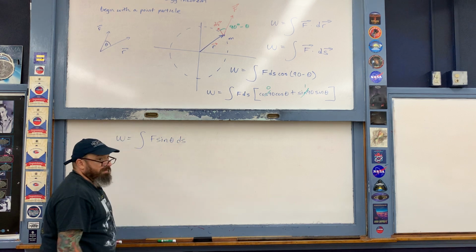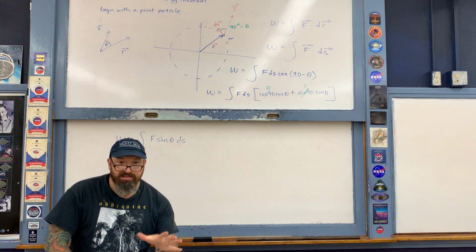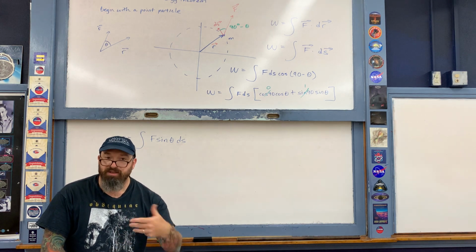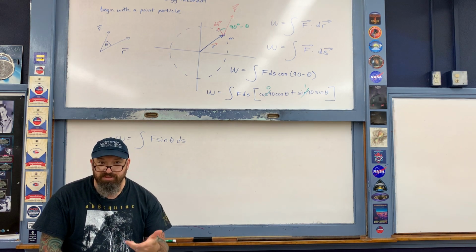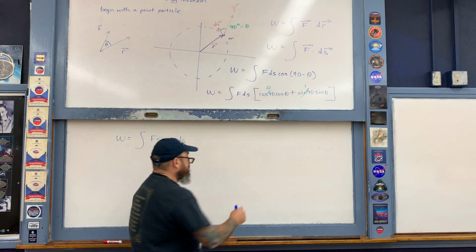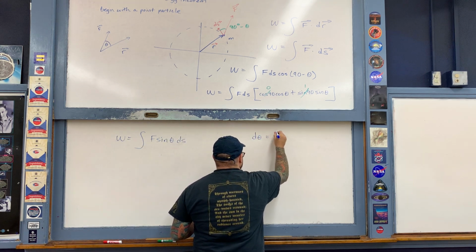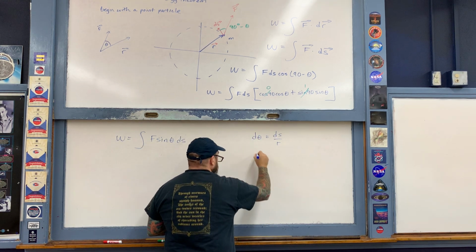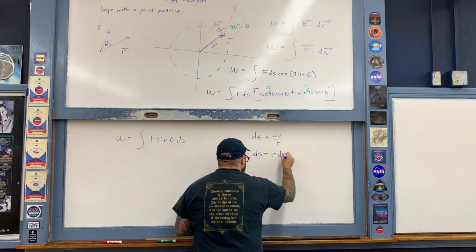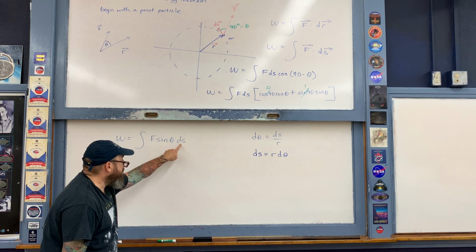Like so. Okay, and now let's get rid of the ds. Let's write that in terms of an angle. ds is an infinitesimally small arc length. Recall that angle is equal to arc length over radius. So arc length equals radius times angle. Let's go ahead and write that into here.